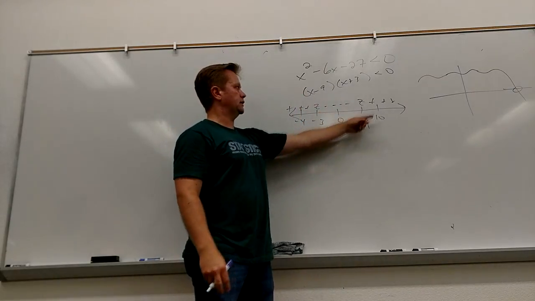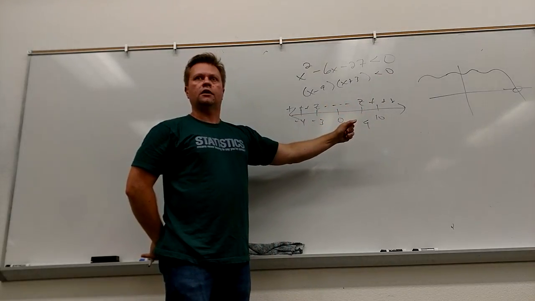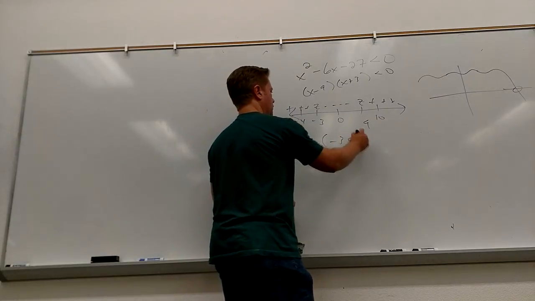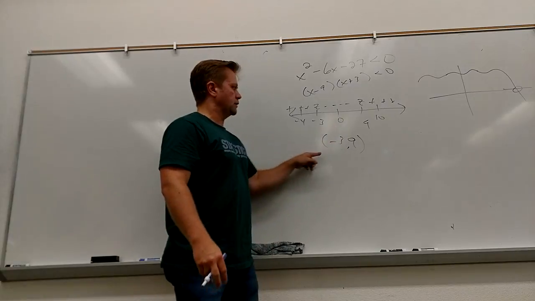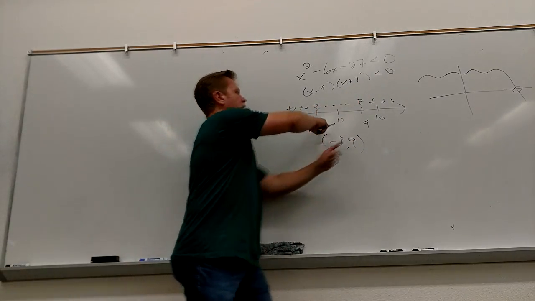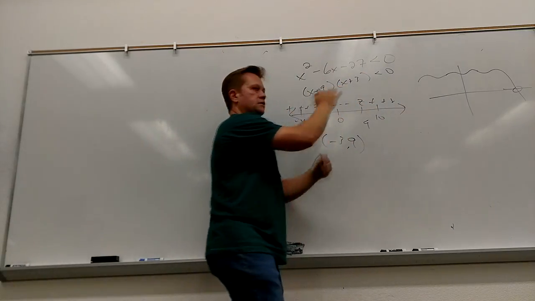Well, now I just stand back and I say, where is this thing less than 0? Where is it negative? From negative 3 to 9, not including those, right? Because that's where it's 0. If this would have been less than or equal to, I would have put brackets on them. If this would have been greater than, I would have said negative infinity to negative 3, and then 9 to infinity, because I could just see where it's negative, where it's positive.